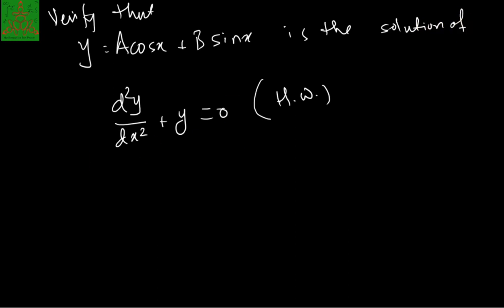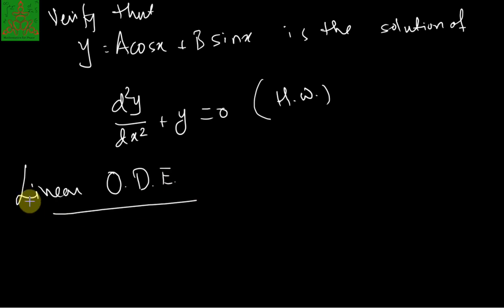Now let us understand what is meant by a linear differential equation. I am going to discuss linear ordinary differential equations here. A linear differential equation is one in which the dependent variable and its derivatives are not multiplied together and they are of degree 1. In fact, all the derivatives also have degree 1, and they are not multiplied together.